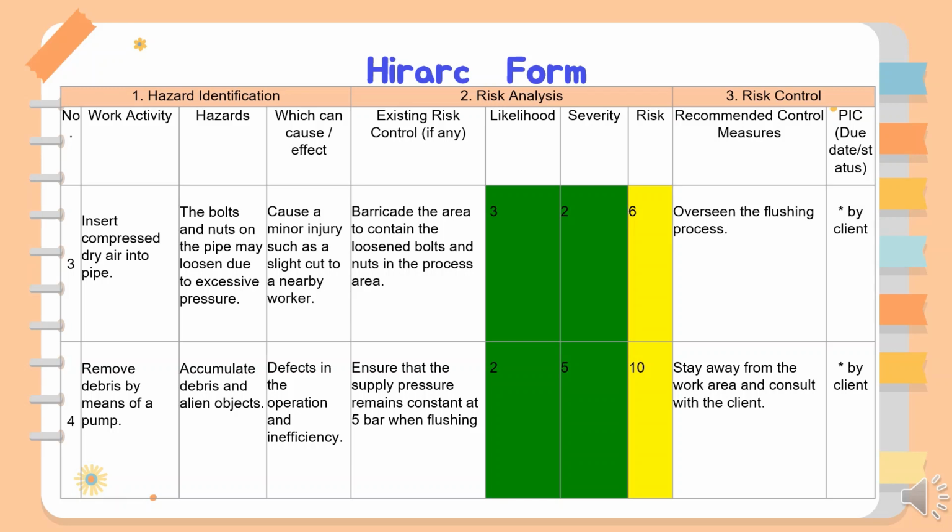The fourth work activity is to use a pump to remove the debris. The hazard is the accumulation of waste and alien items, which can lead to a defect in the operation and inefficiency. When flushing, make sure the supply pressure stays at 5 bar to control the risk. Because the likelihood is 2 and the severity is 5, the risk is 10, which is medium risk. The recommended control measure is to stay away from the work area and consult with the clients.